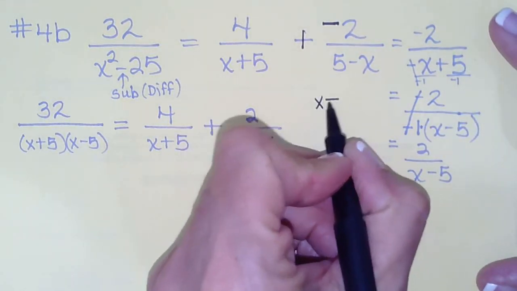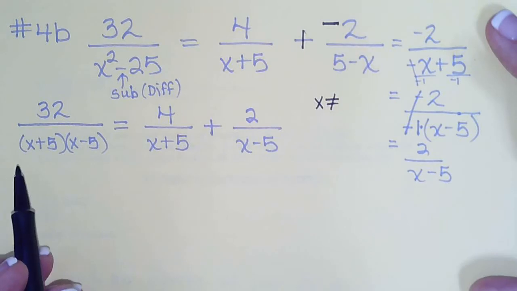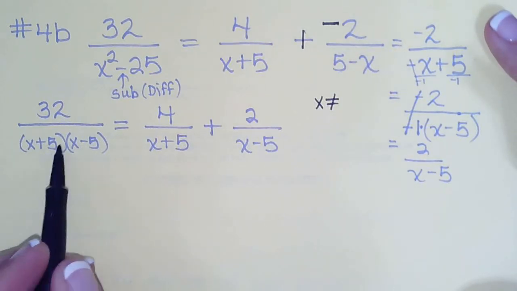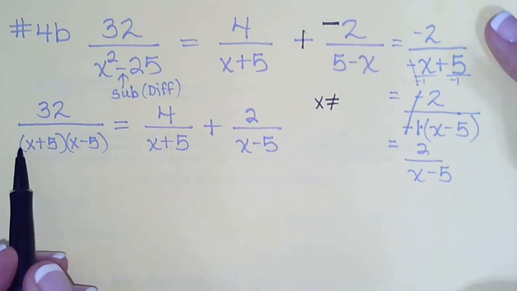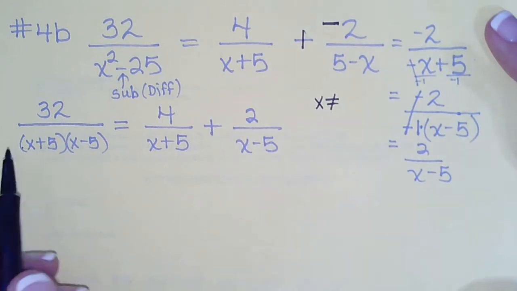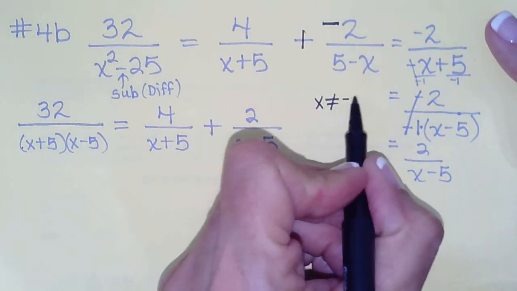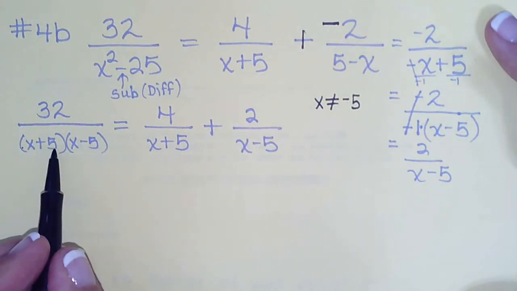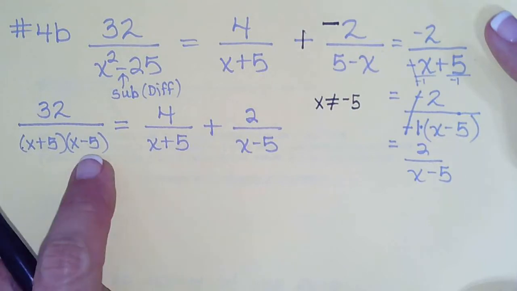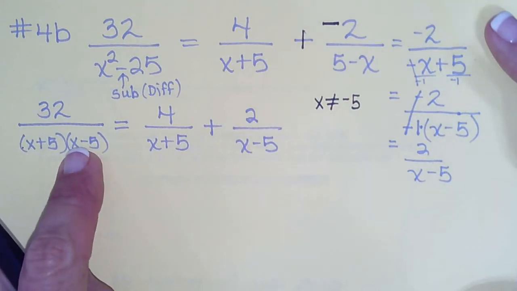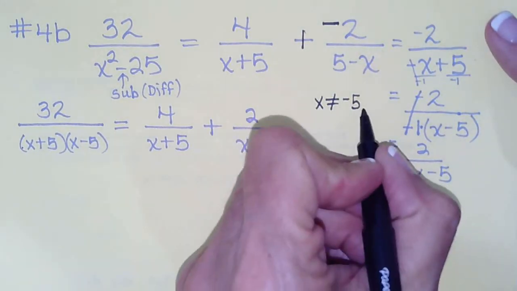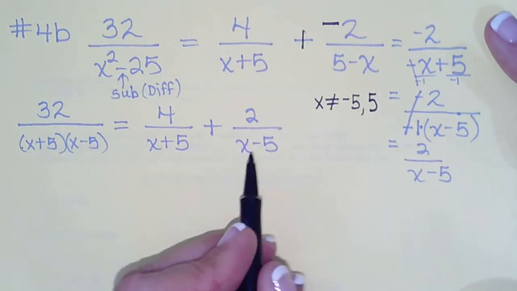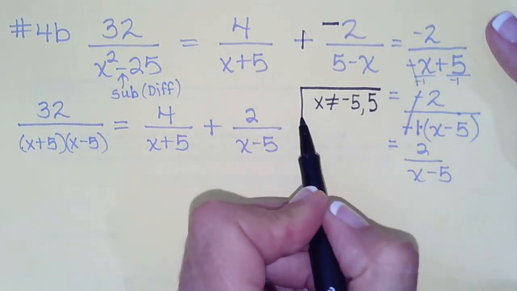So the restriction box, I go down the list and say, what makes this denominator 0? Well, what makes this 0? 5 minus 5. So x cannot be negative 5. And if you're not sure, plug it in. Is negative 5 plus 5 0? Yes. What makes this 0? 5 minus 5. So x can't be negative 5 or positive 5. Negative 5 here, positive 5 here as well.